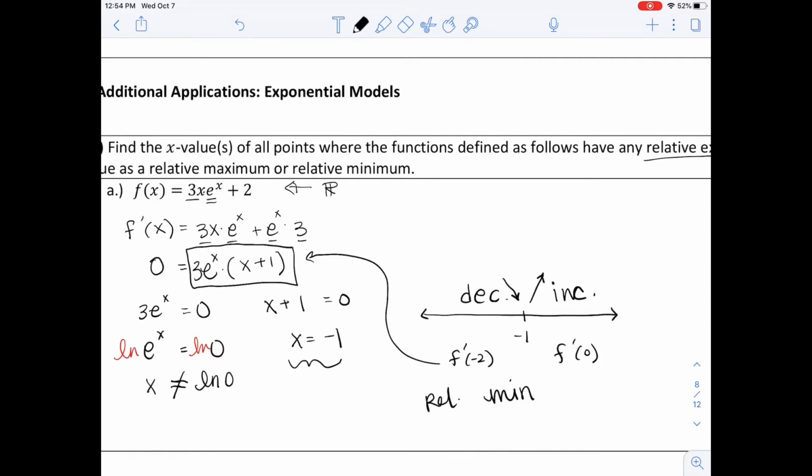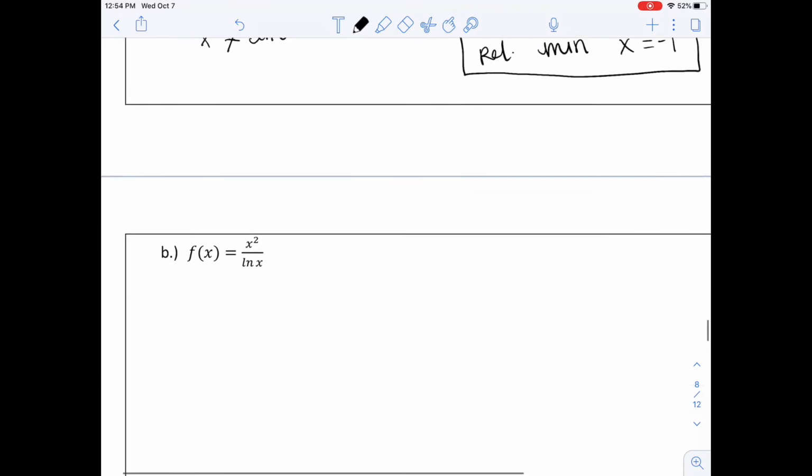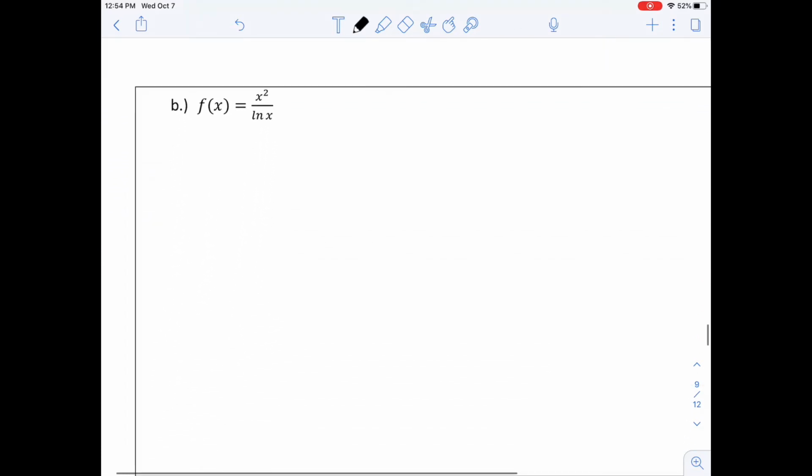And again, this was only asking for the x values. X equals -1. If you needed to find the y values, you can substitute this into the original equation, f of x, in order to get our y values. The second one that we have is f of x equals x squared divided by ln of x.